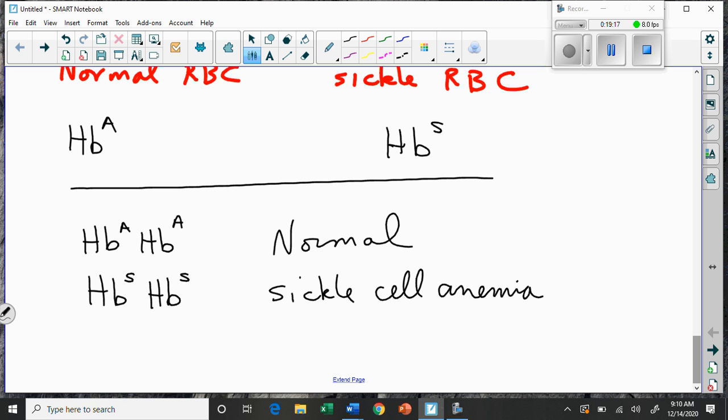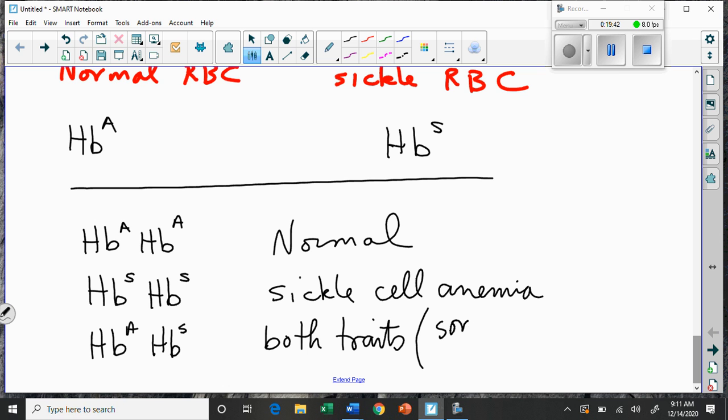But what's interesting is if you get one of each allele, the heterozygous situation, you're sort of a little bit of both. You get sort of both traits. So what this means is you will have some cells that are sickle cells and some normal. Some normal, some sickle.